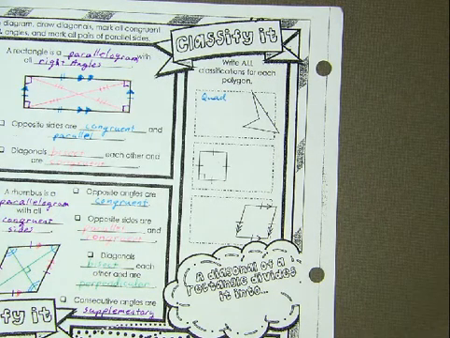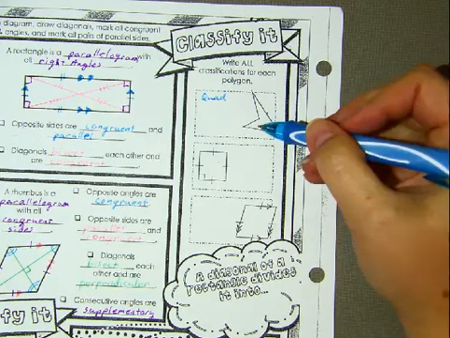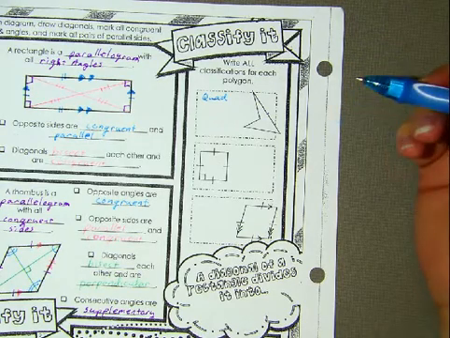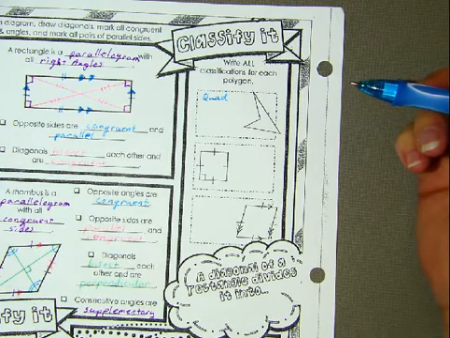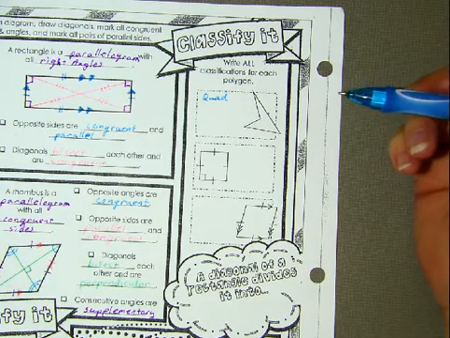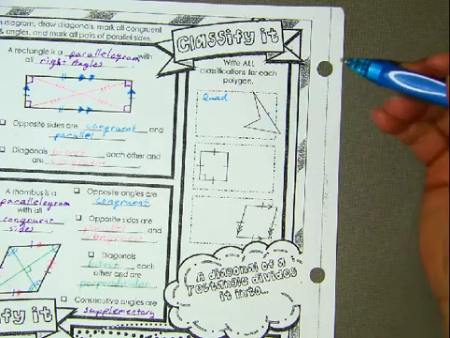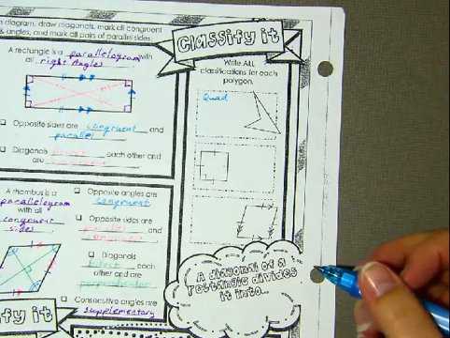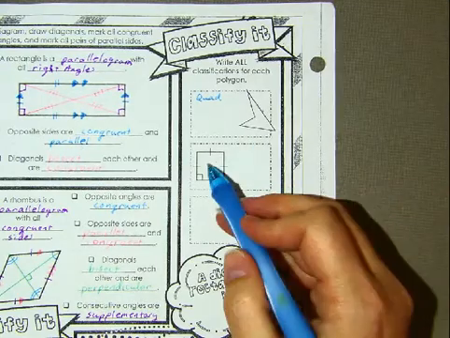Next category would be our trapezoid that had one pair of parallel sides. Does this have one pair of parallel sides? No. So we can't go with trapezoid. The other one that we had was a kite that had consecutive angles being congruent. We don't know anything about the lengths of them. So the only thing we can say for this one is that it is a quadrilateral. All right, moving on to the next one here.